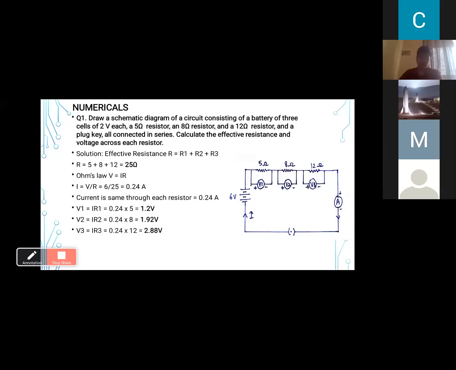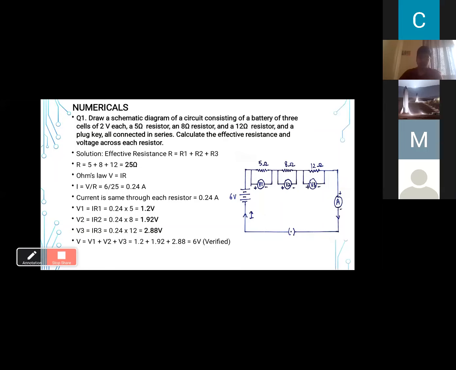Then calculating the whole circuit current by Ohm's law, 0.24 ampere, and we know the same amount of current flows through all the resistances when connected in series. So 0.25 ampere flows through R1, R2, and R3. Applying Ohm's law to each individual resistance, we calculate the voltages across them. To verify, if we add up all the voltages together, we get 6 volts. That is the voltage of the battery.